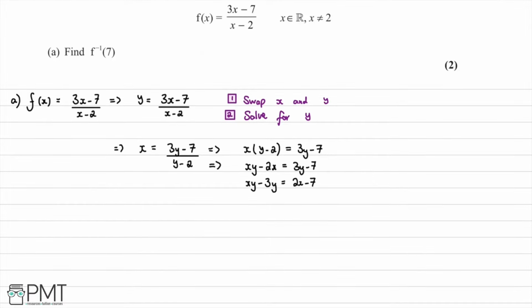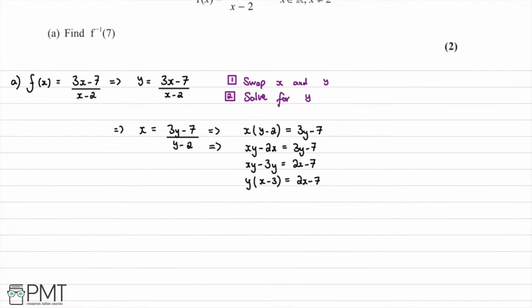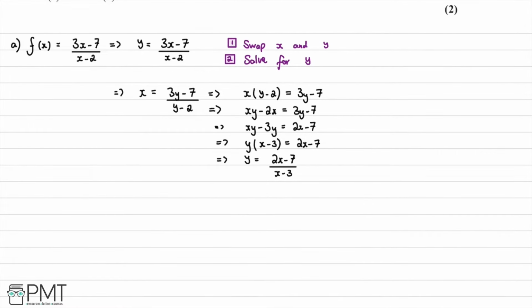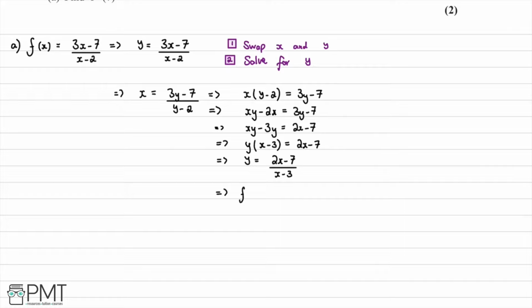And then we'll now take a common factor of y out on the left hand side, and that's going to be y lots of x minus 3 is equal to 2x minus 7. And then now we can divide both sides by x minus 3, and therefore this is going to leave us with that y is going to be equal to 2x minus 7, and then we divide by x minus 3. And since we found the inverse, this is going to be equivalent to saying f of minus 1 of x is going to be equal to 2x minus 7 over x minus 3.